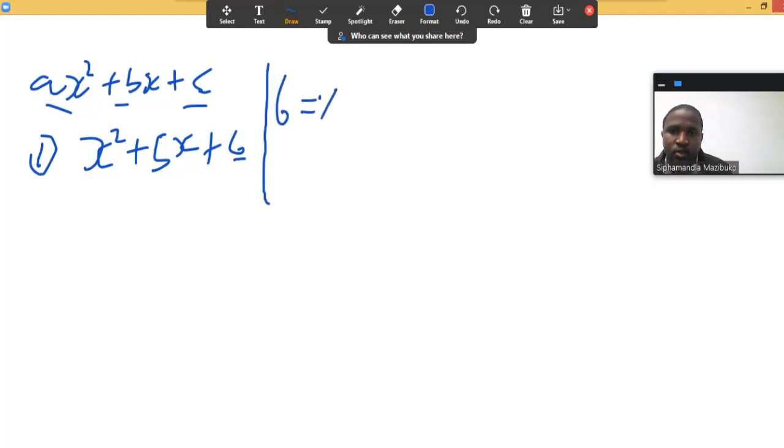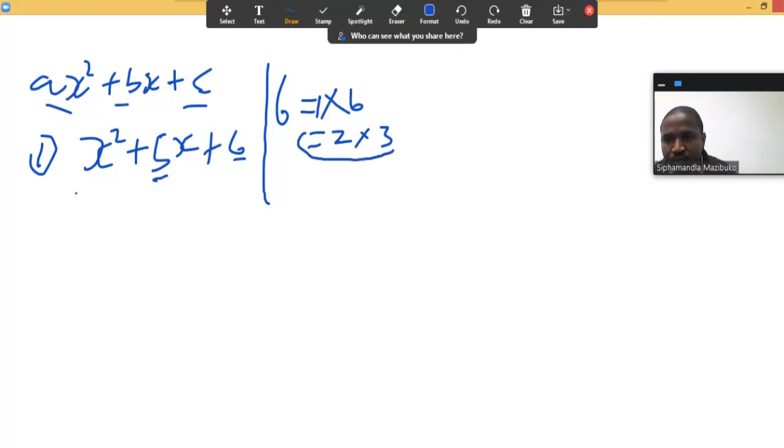So the factors are 1 times 6 is equal to 6, and we can also have 2 times 3. So these are the only factors that we can have. When we're looking at factors, we're looking at the numbers that can go into 6 without a remainder. So in this case, we're looking at two factors that when we multiply them, they give us 6, but when we add them, they will give us the middle term, which is 5 in this case. So we can only use this pair here.